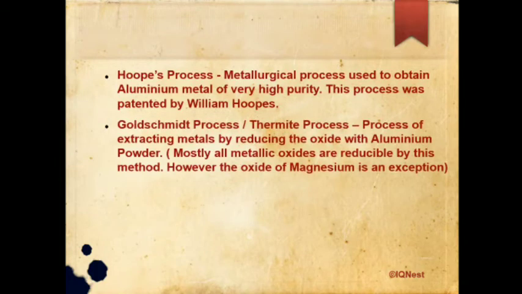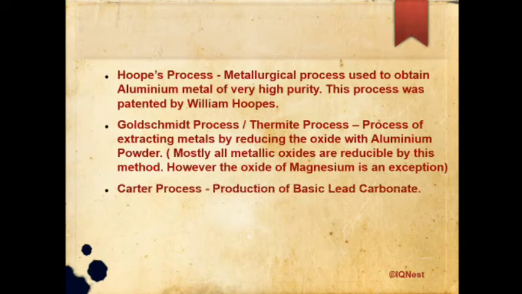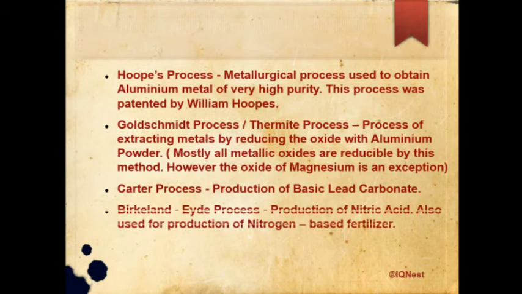Next is the Goldschmidt process, or thermite process. This is the process of extracting metals by reducing the oxide with aluminium powder. Mostly all metallic oxides are reducible by this method. However, the oxide of magnesium is an exception. Next is the Carter process, which is used for the production of basic lead carbonate.